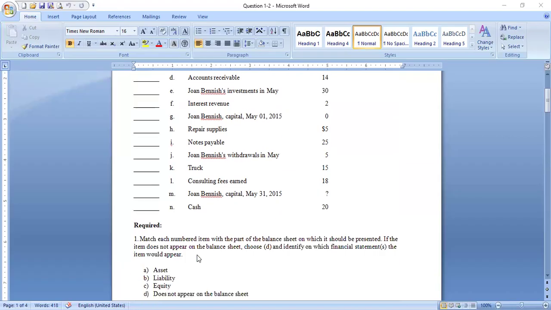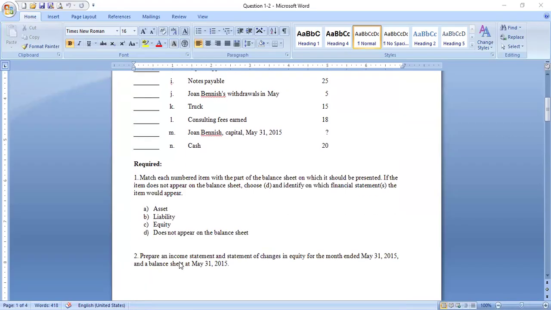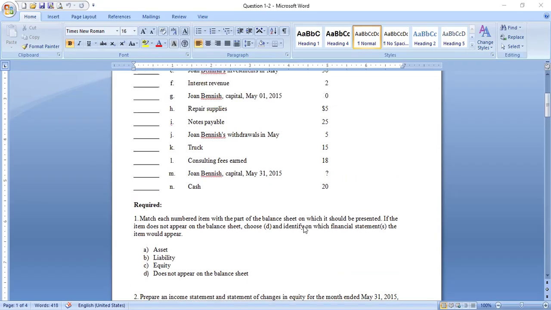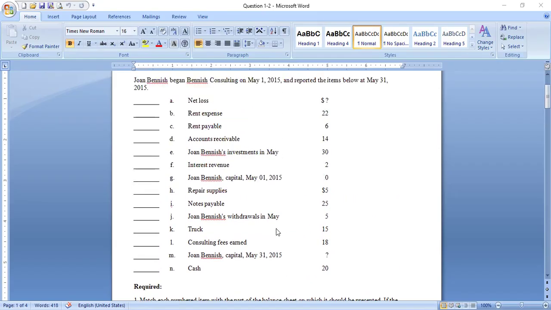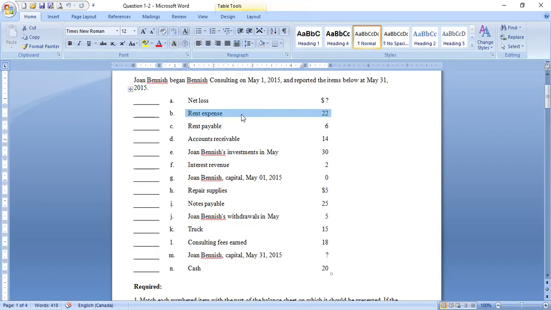Okay, so the next thing that we have to do is prepare the income statement of changes of equity on the month of May. How are we going to pull that one? Now, on the question that you're going to see in the class, it's going to ask you how much are the expenses. So what you have to do is to pull out the expenses. Which are the expenses? Rent, is this expense? Rent expense, is it expense? Yes. So we're going to pull the rent expense. What else?